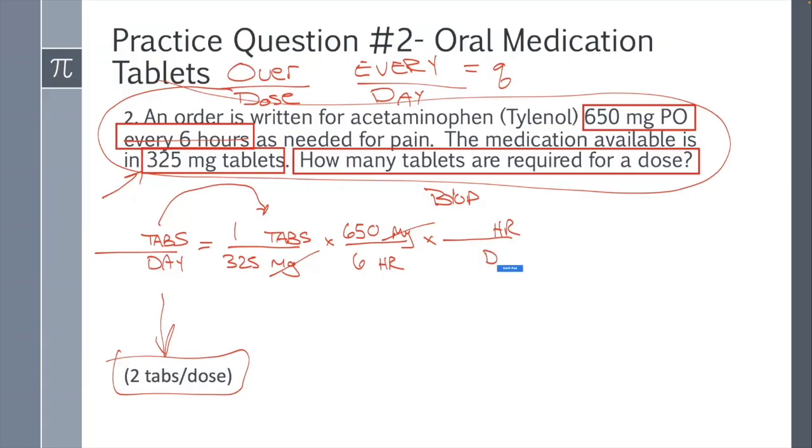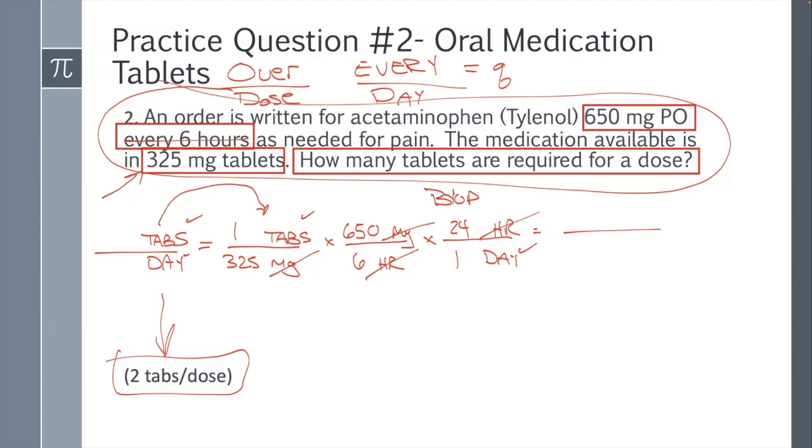Because I know that there's a ratio. I know that there's a conversion that I can use that gets me hours to day. I know that there are 24 hours in every one day. Now I have hours on the bottom and the top. They cancel out, and now I end up with my tabs per day. This is my tabs per day. I'm going to do the math on that.